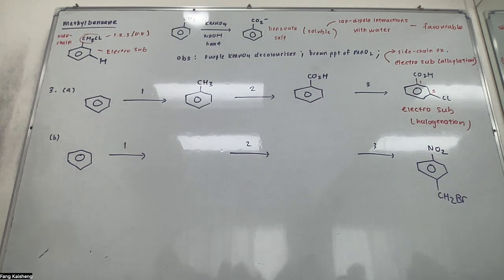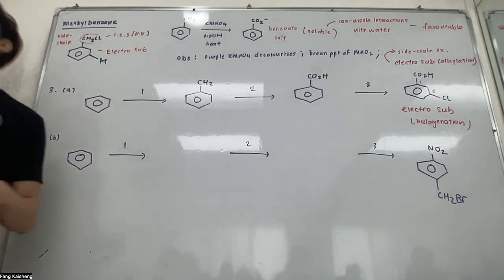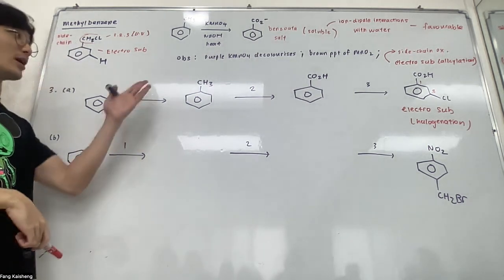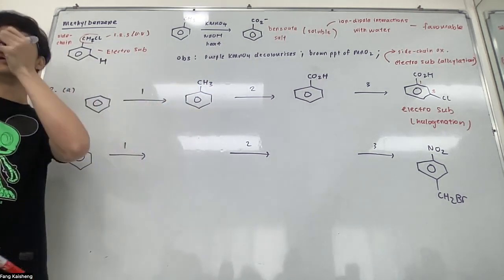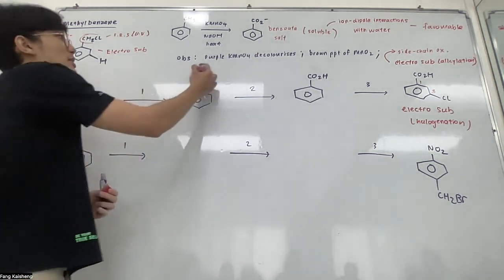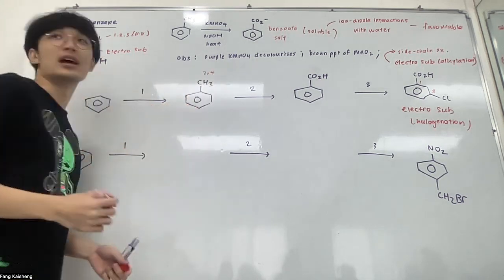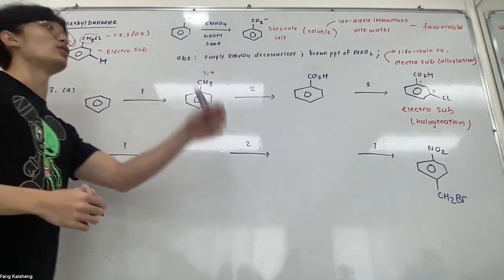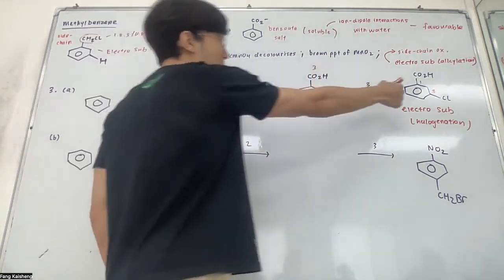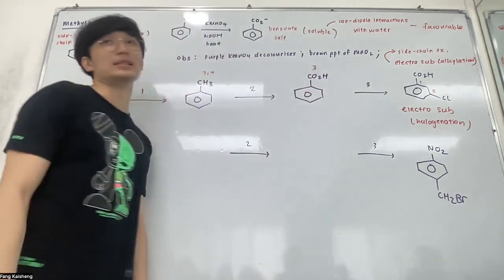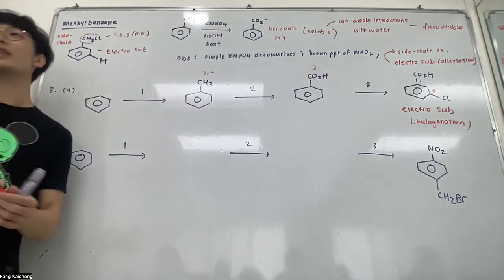Okay. You put CH3 first. Just now you put Cl first, cannot, right? So you put CH3 first. But after CH3, can you put Cl? Still cannot, because CH3 is still 2,4 directing. So why not side chain oxidize it first to make it into 3 directing? Then the incoming Cl will go onto the 3rd position. So this is the correct sequence.